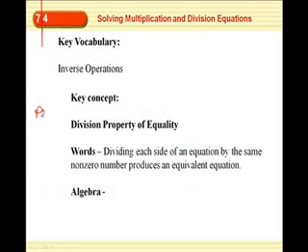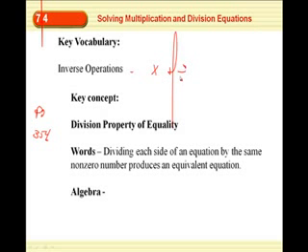Page 354 in your book, Solving Multiplication and Division Equations. We just got done solving addition and subtraction equations. The rules are pretty much the same. Last time we used inverse operations. If it was adding, we used subtracting. If it was subtracting, we used adding. Now our inverse operations are going to be for multiplying and dividing.